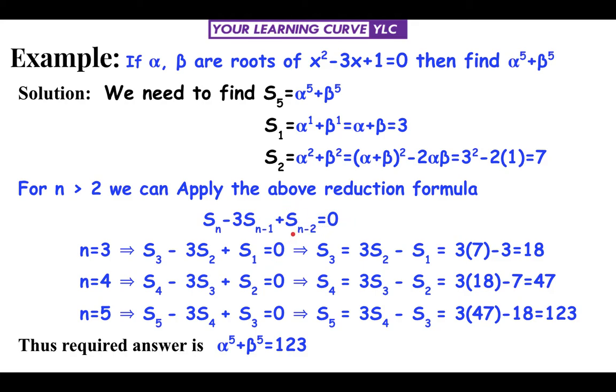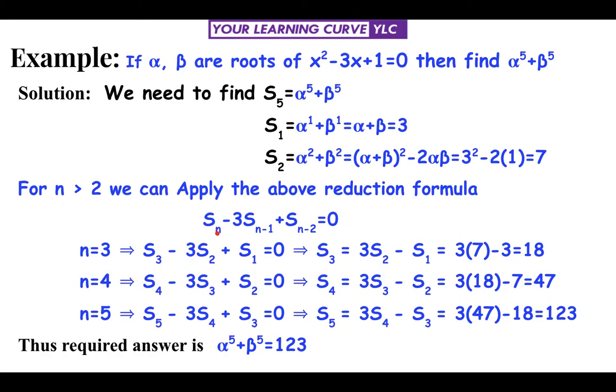This relation holds true. So, for n equal to 3, we can write S3 minus 3 times S2 plus S1 is equal to 0. Solving this, taking the entire thing on the RHS, we get S3 is equal to 3S2 minus S1. S2 we know is 7, S1 we know is 3. We put the values of S2 and S1 over here, we get 3 into 7 minus 3, which is equal to 18. Now we will find n is equal to 4, that is S4.